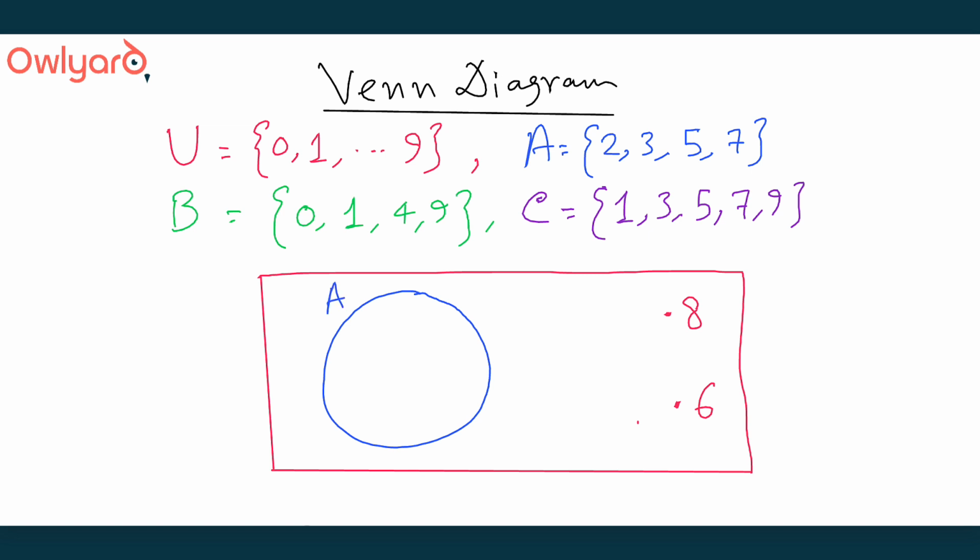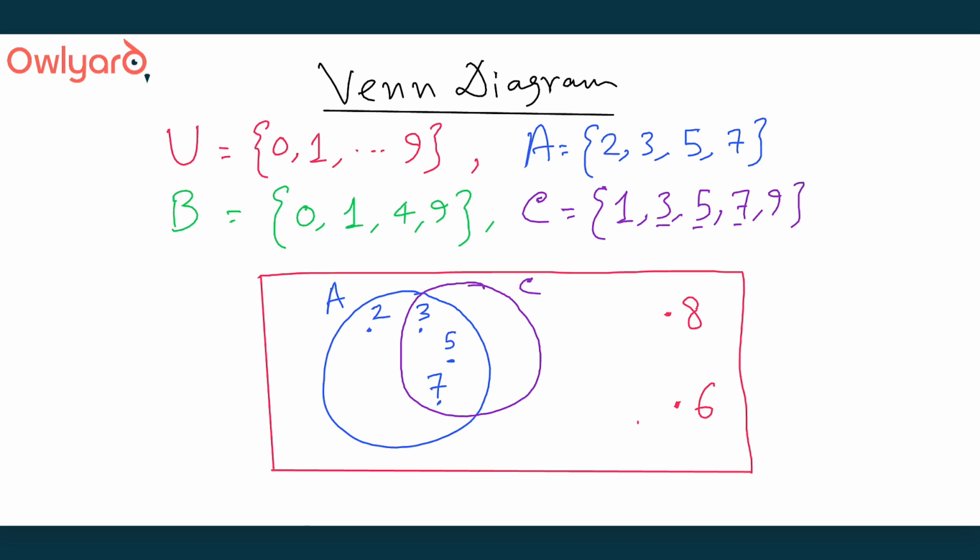So let's say this is my A, okay? And let's say this point corresponds to 2, this point corresponds to 3, this point corresponds to 5, and this point corresponds to 7. Great. Now, if I have to draw C, I have to draw it in such a way that it also includes 3, 5, and 7, right? Because we have 3, 5, and 7 here. So let's say I draw it like this. Okay, another circle, that is my C.